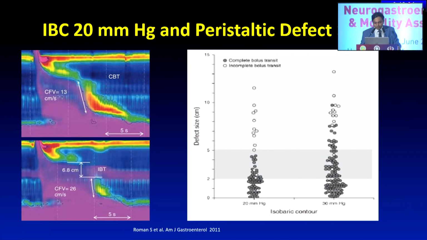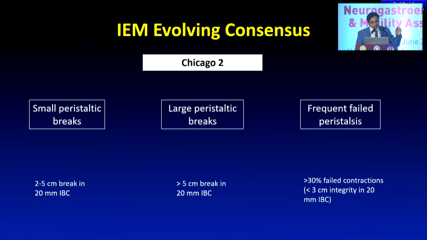So if you map this, it was seen that at 20 millimeters of mercury and 5 centimeter defect size, this is the cutoff which gives us the highest value for differentiating abnormal versus normal. So you need a 20 millimeter pressure and a defect size of at least 5 centimeters, which will lead to impairment of the bolus transit. So ineffective esophageal motility has been evolving since all the Chicago classifications.